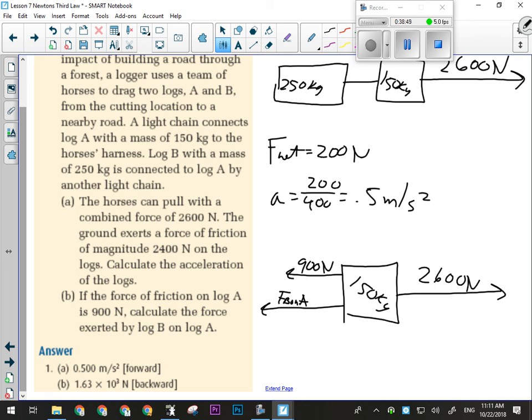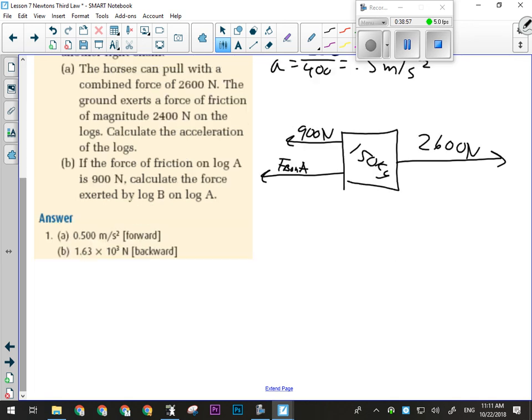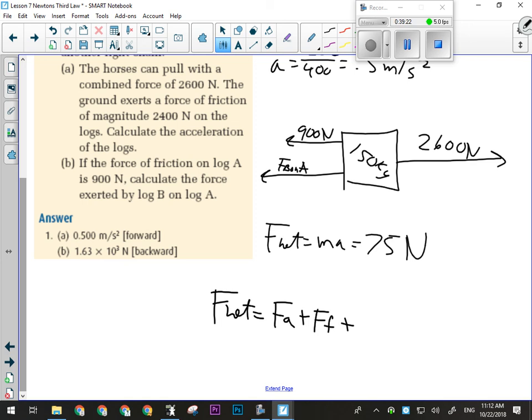Well, I already know the acceleration of the system, so can I calculate the net force acting on just log A? I'm going to find the net force on log A by doing mass times acceleration. So 150 times 0.5 tells me the net force on log A is 75 newtons forwards. Now that I know that, I can go to the sum of all forces. So F net equals the force applied by the horses plus the force of friction plus the force of B on A.